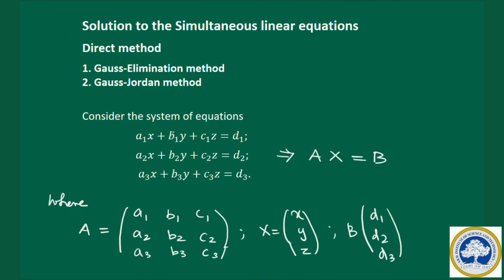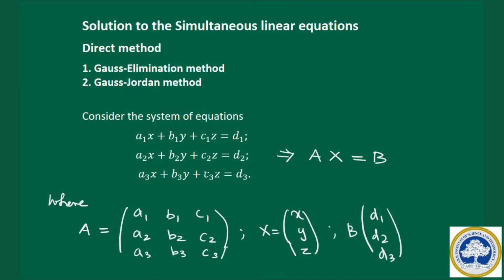In this video, let us see how to solve the simultaneous linear equation using direct method. Okay, so here again direct method we are having two methods called Gauss Elimination Method and Gauss Jordan Method. So as usual here let us consider the system of equation, that is here we have considered three equations with three unknowns. So for direct method we have to use a matrix method, right?